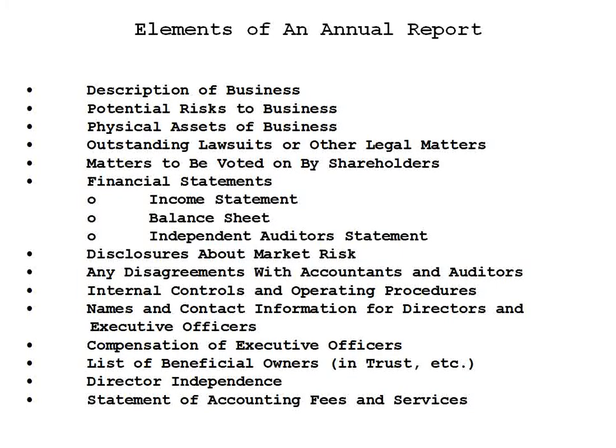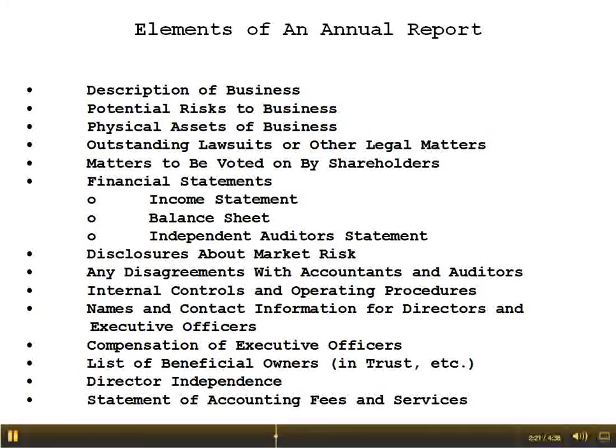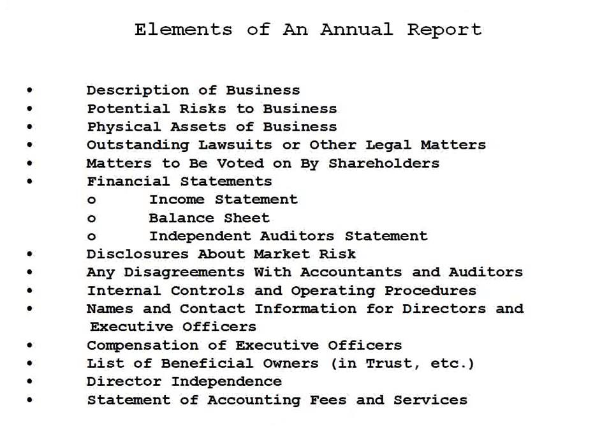any internal controls that the business has and operating procedures that they have to limit potential liability for the stockholders. Then come the names and contact information for the directors and executive officers. And next comes the compensation of executive officers, what they've been paid, stock, salary, and other benefits.